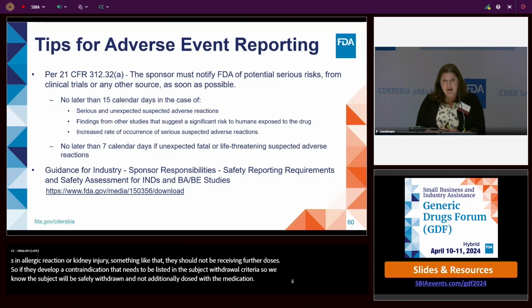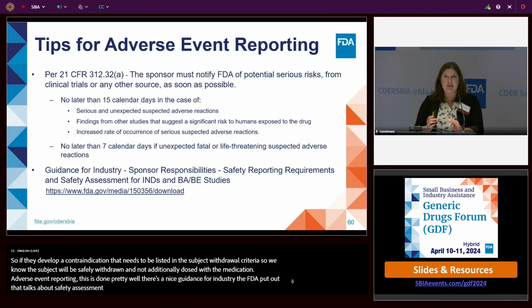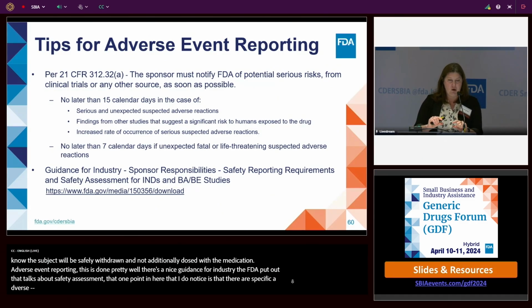Adverse event reporting. This is actually usually done pretty well. There's a really nice guidance for industry that the FDA put out that talks about safety assessments. The one point in here that I do notice is that there is specific adverse event reporting for Bio-INDs.